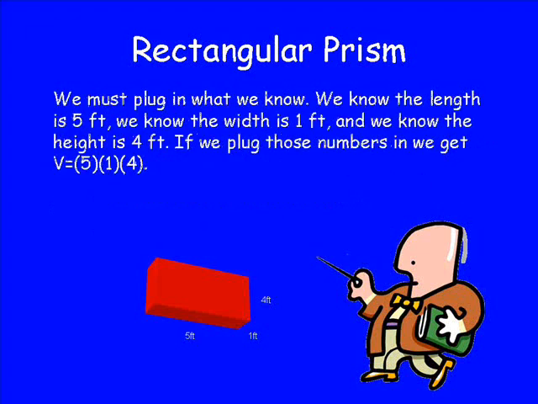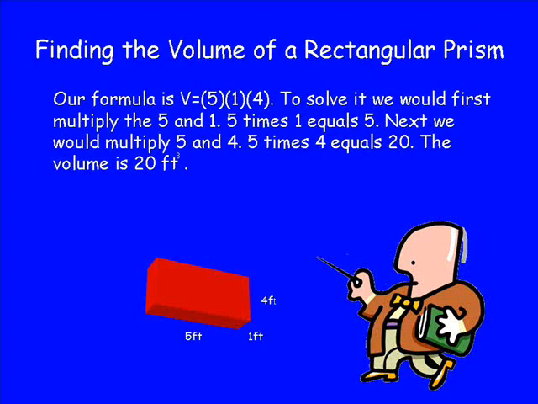We must plug in what we know. We know the length is 5 feet, we know the width is 1 foot, and we know the height is 4 feet. If we plug those numbers in, we get V equals 5 times 1 times 4. Our formula is V equals 5 times 1 times 4.